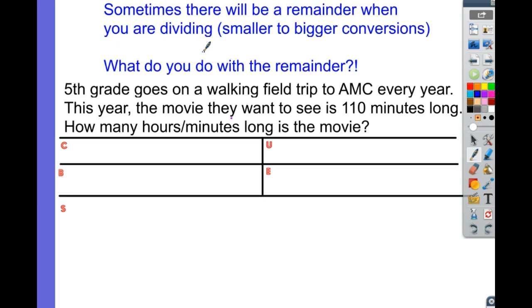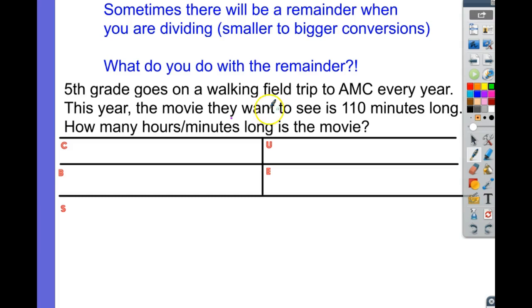You guys know this. When I'm converting, say, like we just did seconds to minutes, and then I get a remainder, well, what am I supposed to do with that remainder? That's going to be another thing that you're going to be able to see with this word problem. Okay, so you guys should know at this point that when we read the word problem the first time, we're just going to read it straight through. We're not going to underline anything. We're not going to circle anything. We're just going to get a feel for what the word problem is asking us.